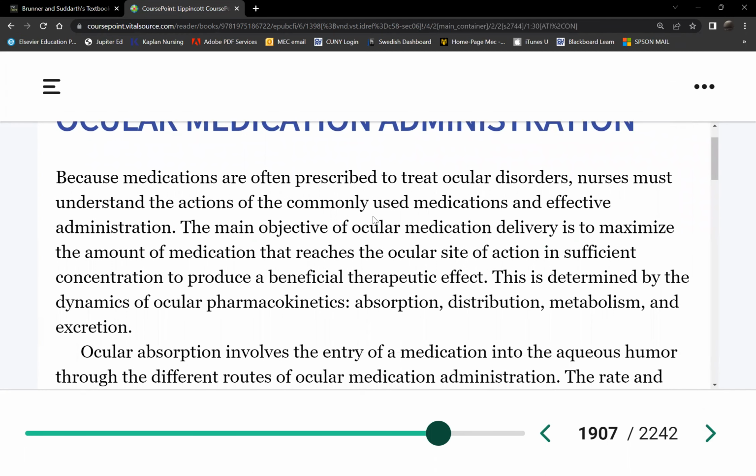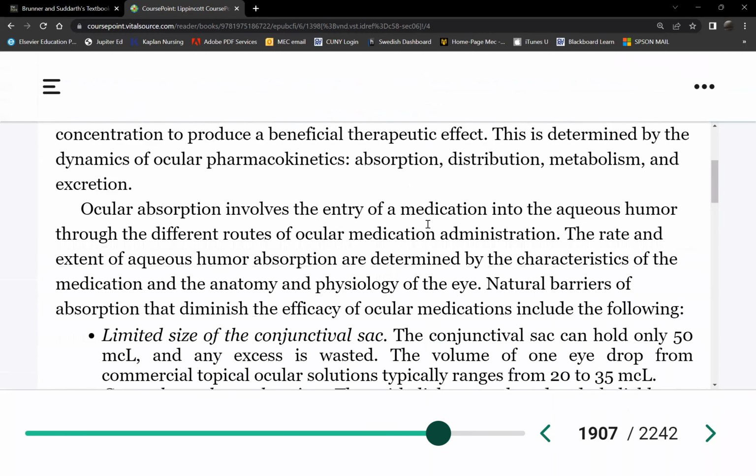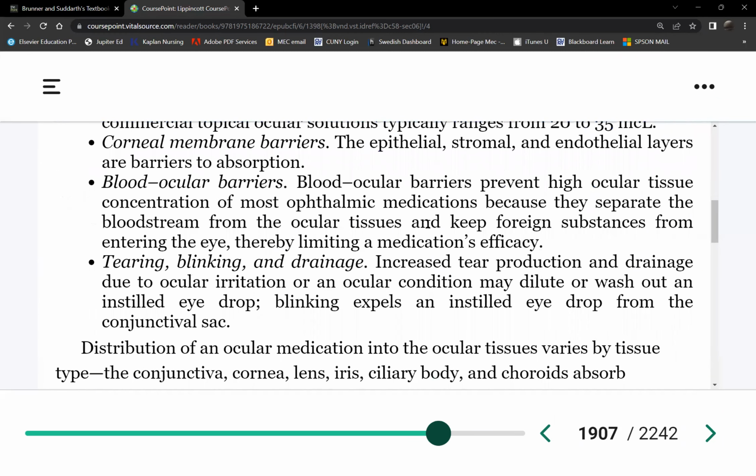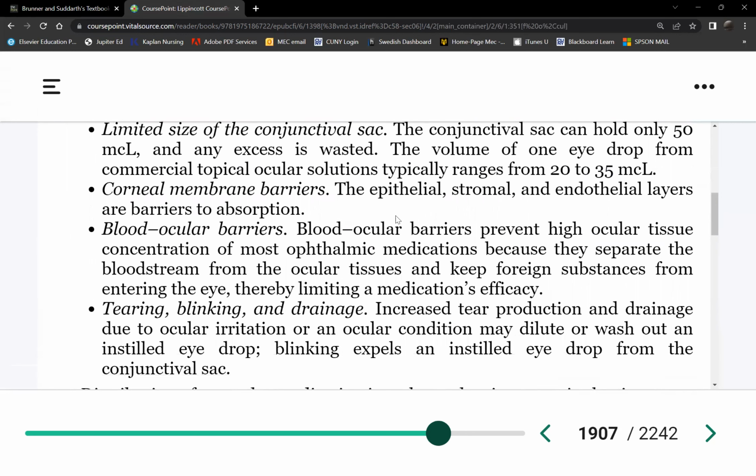Since we are the ones teaching the patients how to administer eye medications, and eye medications apply to glaucoma as well as to post eye surgery patients, we need to know how to do it ourselves. Here are a few things to help you remember the teachings and to keep in mind why we do things a certain way, why we wait a certain time between drops and or between medications. So here are a few facts.